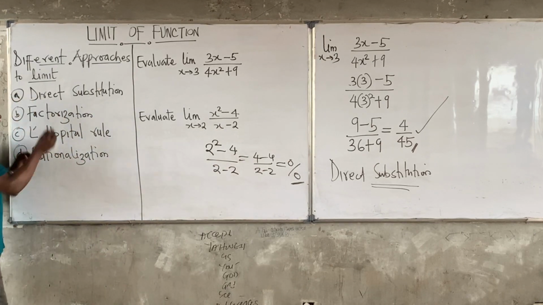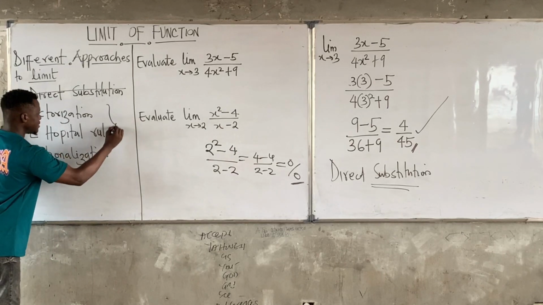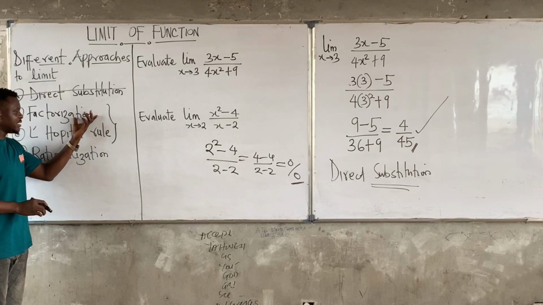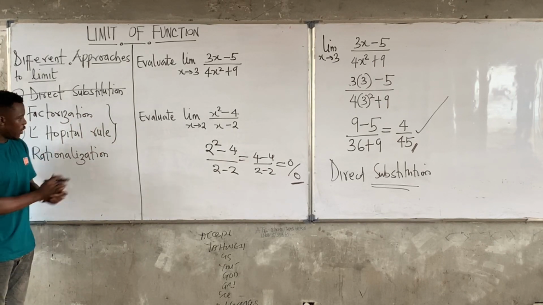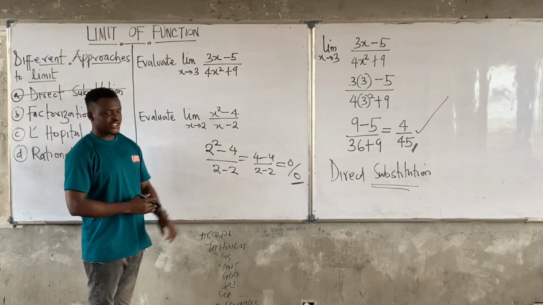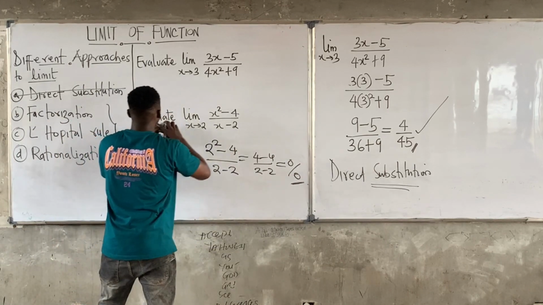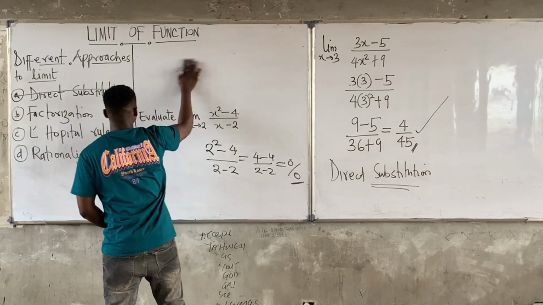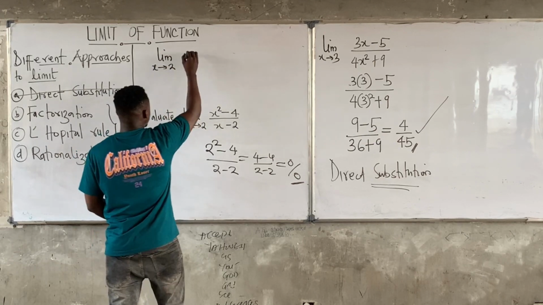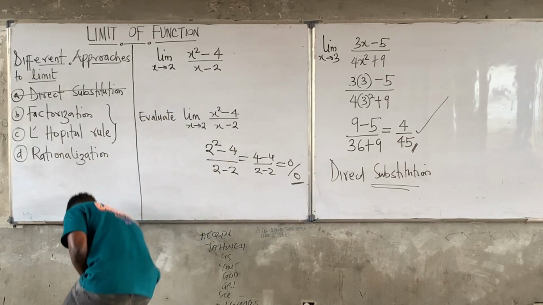So the next thing we're going to do, since direct substitution will not work out, is either I'm going to factorize, or I'm going to expose us to the L'Hopital rule. L'Hopital rule is basically: differentiate the numerator, differentiate the denominator, and then substitute the value. Okay, so let's rewrite the equation here on the board. We have the limit as x tends to 2 of x squared minus 4 over x minus 2.